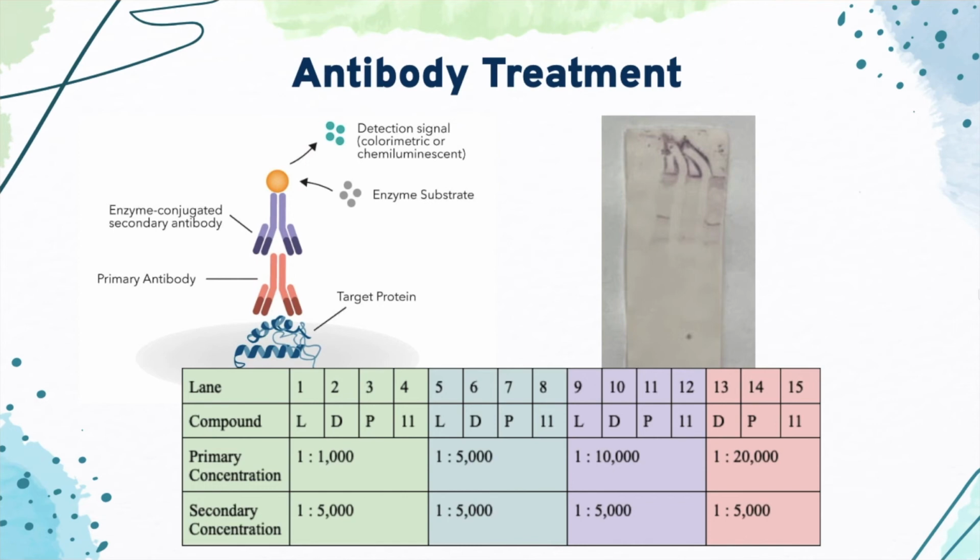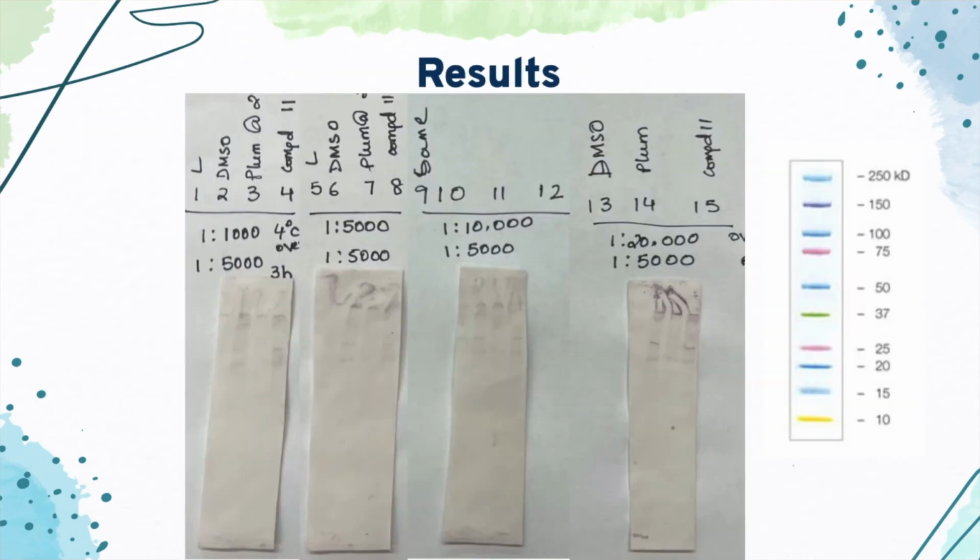So the results are shown here, and basically what this means is that at the concentrations tested, DMSO did not show inhibition of the proteins between 100 to 150 kilodaltons, the rough weight of phosphorylated JAK proteins. Plumbagin did show inhibition here, and these were both expected as they were our controls. However, our tested compound, compound 11, did not.